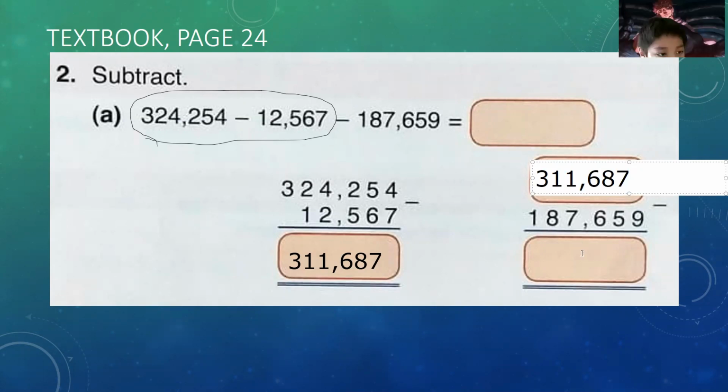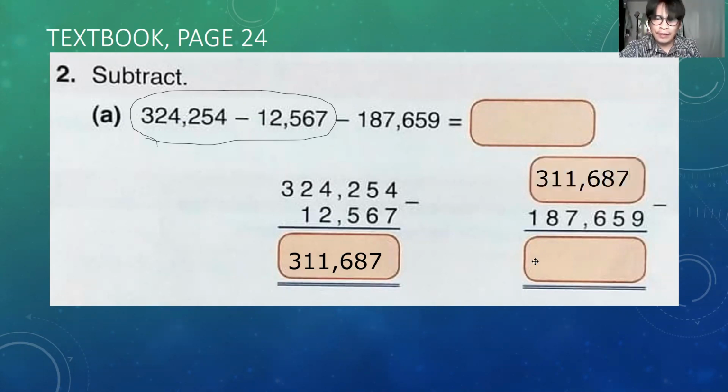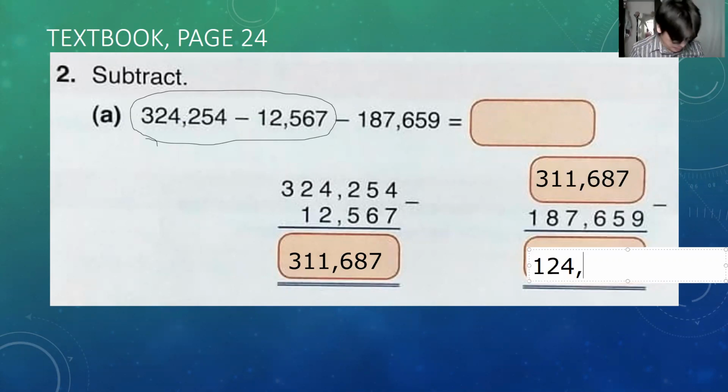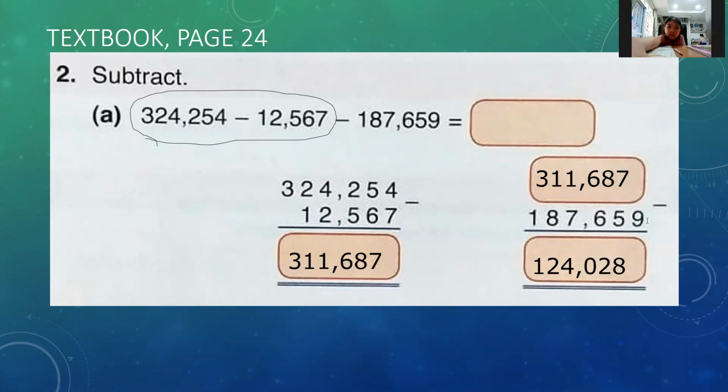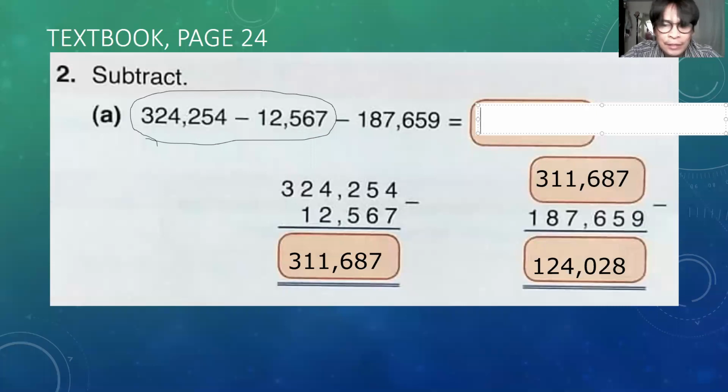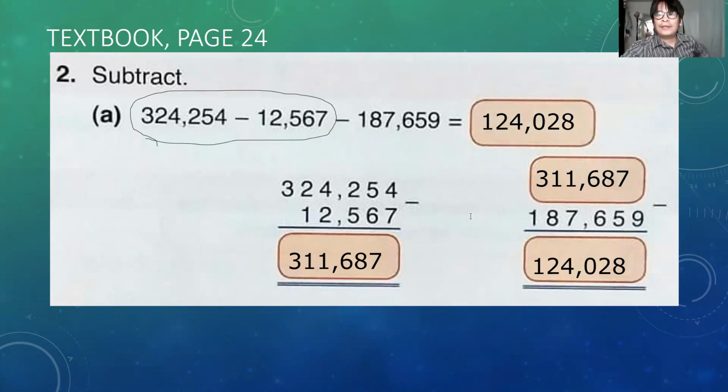311,687. And then you subtract. The final answer or difference is 124,028. Okay. Do we have the same answers? Yeah. Okay, you copy and then you have to write this here on the box because it's not a word problem. So it's 124,028. Okay, finish. So I'm going to count 5, 4, 3, 2, 1. Let's proceed to the next number.